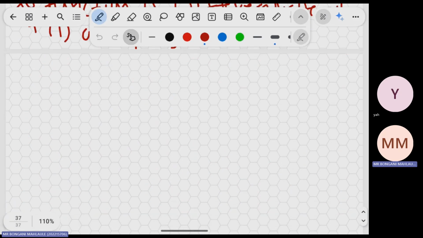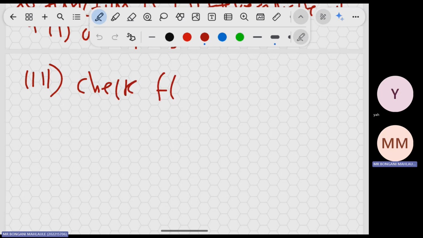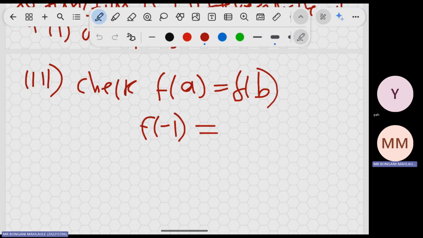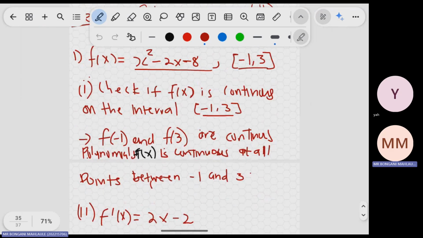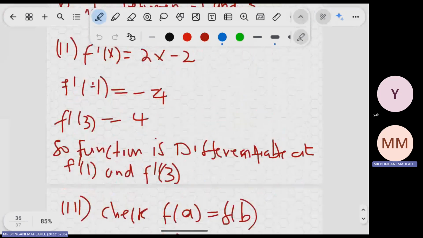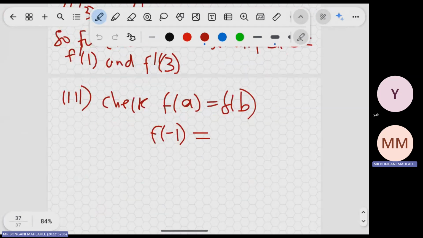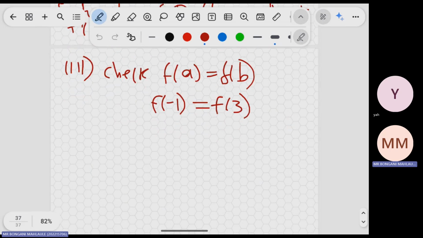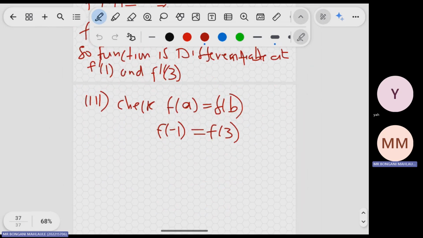Okay, number 3. The last condition is this one. You will have to check if f of a is equal to f of b. That's how you do Rolle's theorem, right? So meaning you'll have to check, this one is our a, this one is our b, if f of -1 is equal to f of 3. That's what you'll have to check. So are they equal?